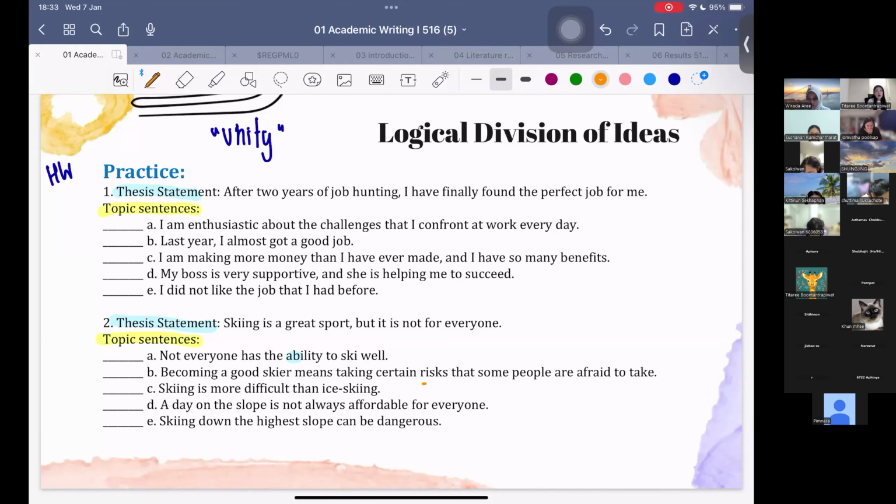Okay. I think everybody... most of you, all of you get it right. Most of you get it right.